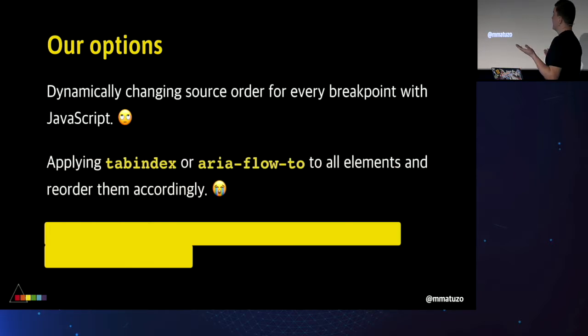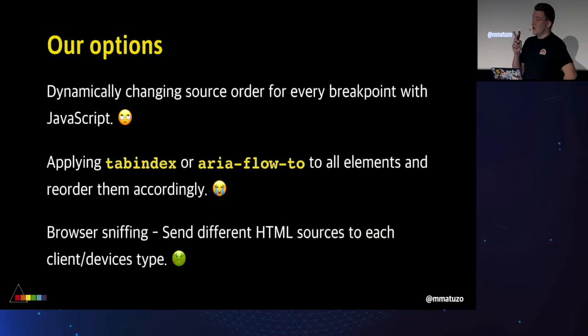We could apply tab index and aria flow to every single item in our page. So we can change the tab order using tab index and the way screen readers read content, or the order, using aria flow to. The thing is, using tab index values higher than 0 is a very bad practice, and also aria flow to isn't very well supported, so we're not going to do that. We could try browser sniffing and send different HTML to different device types, or maybe not, because I think we've learned that browser sniffing isn't a good thing.